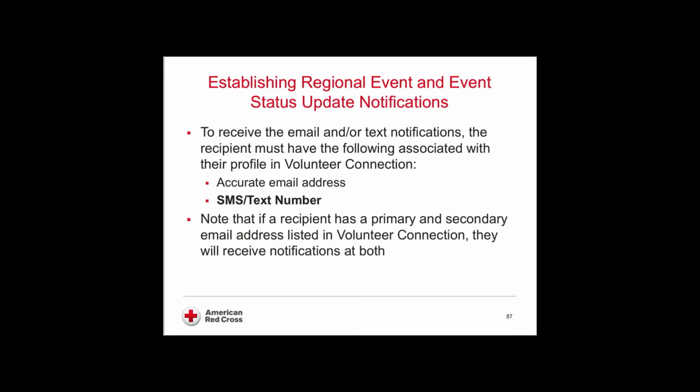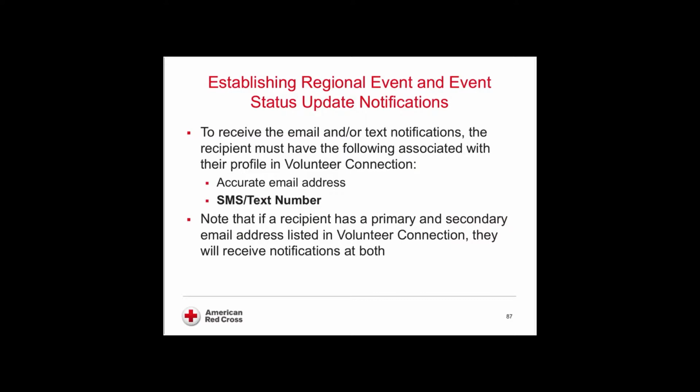So in order for someone to receive the email and or the text notifications, they have to have the following associated with their profile in Volunteer Connection. They have to have at least one accurate email address, and a number indicated in their Volunteer Connection profile as the SMS text number.